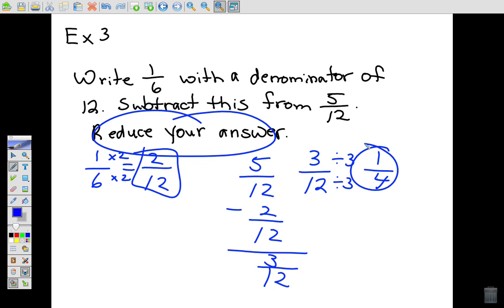Okay? So really, the purpose of this whole topic or this whole lesson is renaming fractions, or in other words, writing fractions in a different way. And when you rename a fraction, you have to multiply the top and the bottom number by the same number.